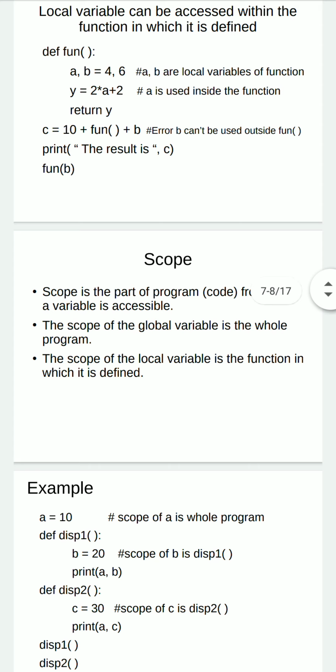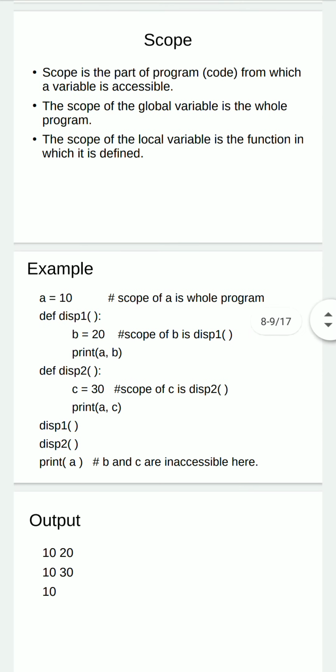Next, scope is the part of the program or code from which a variable is accessible. For example, the scope of a global variable is the whole program, and the scope of a local variable is the function in which it is defined.